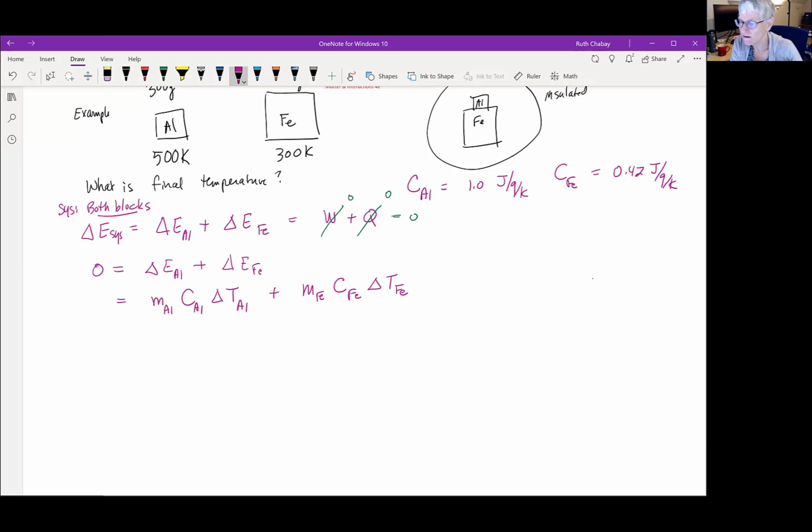C is the heat capacity of the particular metal, right? And it's a capital C, not a small c.